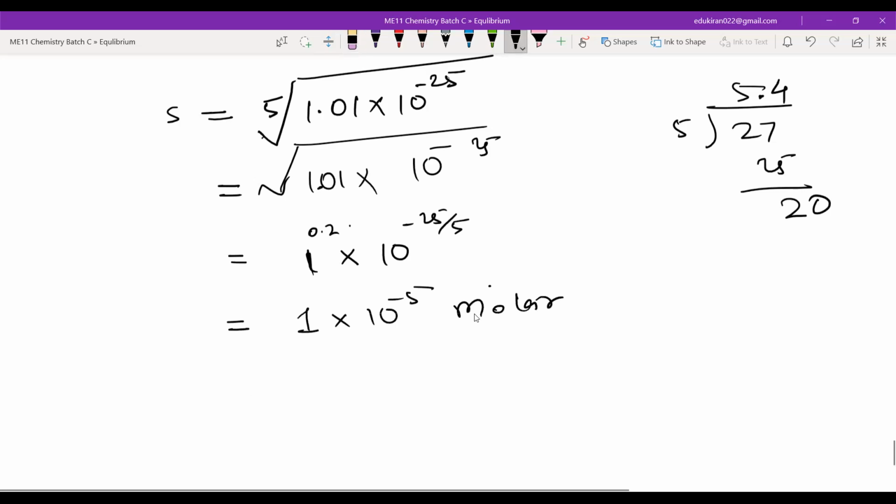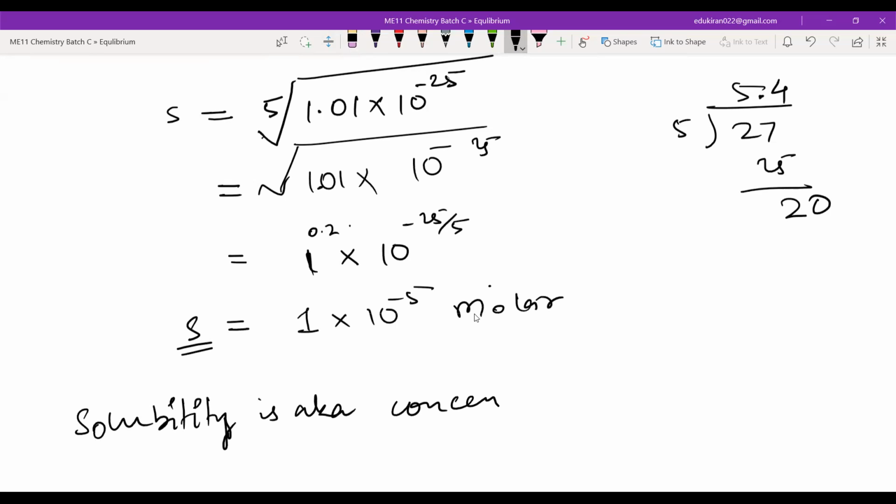So when you are asked about the solubility, in solubility products, solubility is also the concentration. Because when we are dissolving something, how much it is getting dissolved will tell me the concentration of a particular solute. It will give me the concentration of a particular solute.